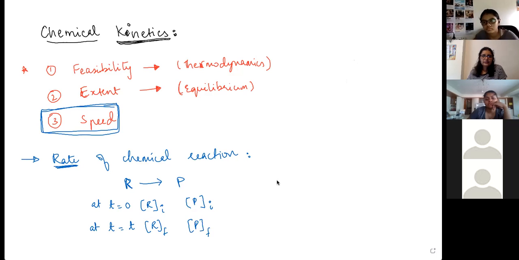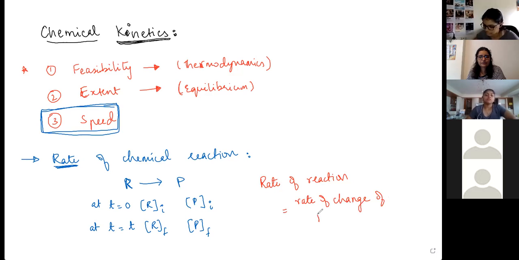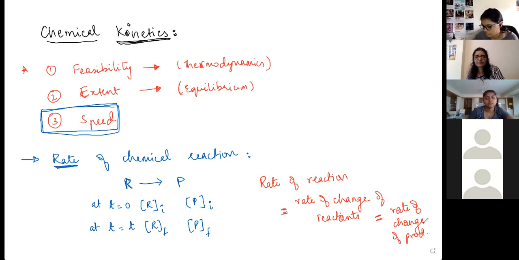Okay. So then the rate of the reaction can be defined either in terms of products or in terms of the reactants. So in a chemical reaction, the products come from the reactants, right? Because the reactants are getting used up, that's where you're getting the products from. So the rate of reaction is basically how fast. So it is the rate of change of concentration of reactants, which in turn will also be equal to the rate of change of the concentration of products. So you can measure it either in terms of the concentration of reactants or in terms of the concentration of products.